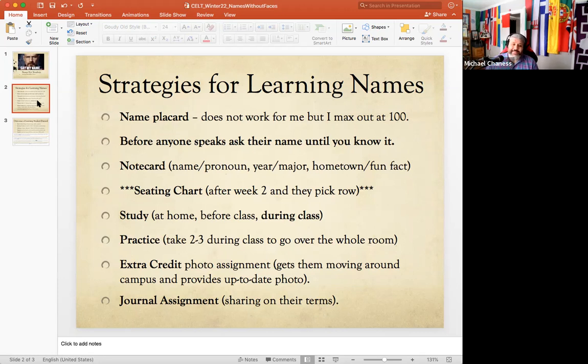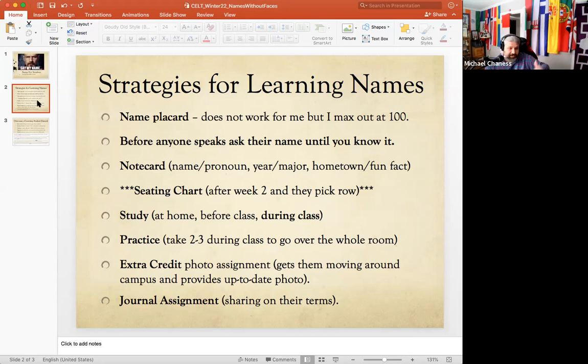Now, during class, I also practice. I take 2 to 3 minutes out of each and every class until I learn everybody's name, and go row by row, column by column, student by student, and practice their names. This is a little awkward for students at the beginning, but then at week 3 or 4 or 5, they're like, oh my God, he's not going to stop. He's going to go to the back row. He's going to go all the way to the cheap seats.